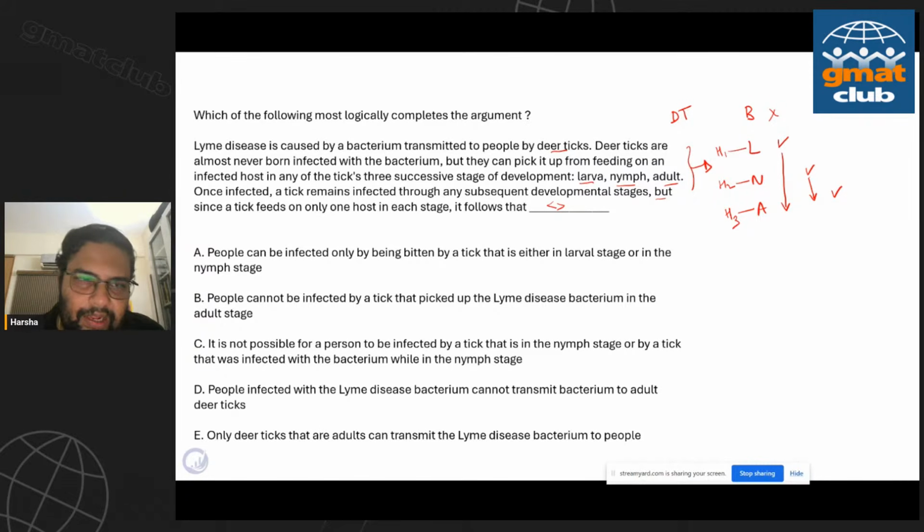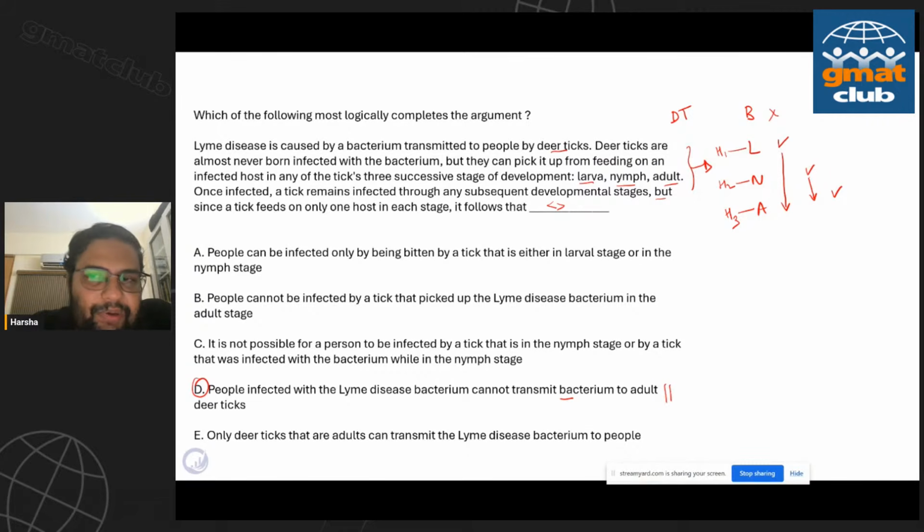So let's focus on that first, and then if there are any other doubts, I'm happy to explain those as well. Let's focus on choice D because it does look popular. People infected with the Lyme disease bacterium cannot transmit the bacterium to adult deer ticks. Now, notice what this is doing, right?